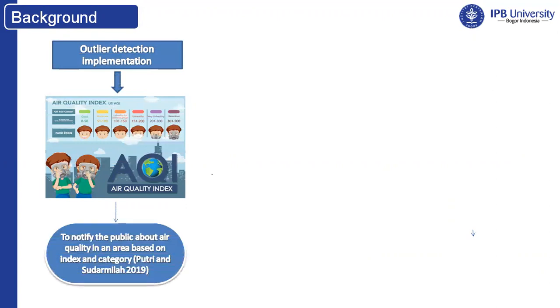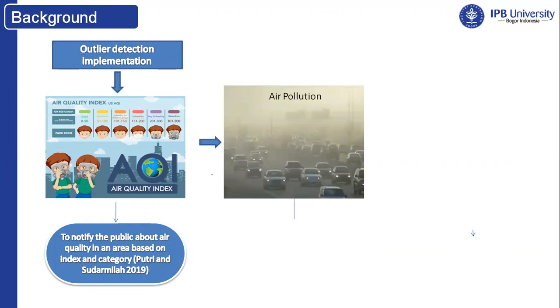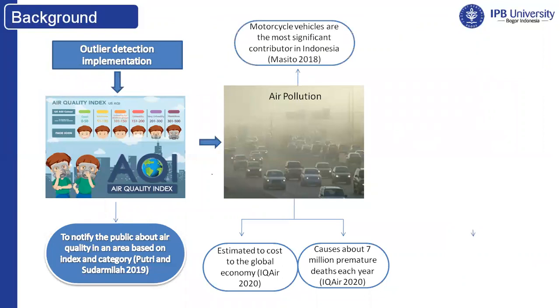Outlier detection can be implemented on air quality index data because it's helpful to notify the public about air quality in an area based on index and category, Putri and Sudarmilah 2019. Furthermore, air pollution is a global health problem and causes about 7 million premature deaths each year and is estimated to cost the global economy, IQAir 2020. And motorcycle vehicles are the most significant contributor to pollution in Indonesia due to the rapid increase in motorized vehicles every year, Masito 2018.